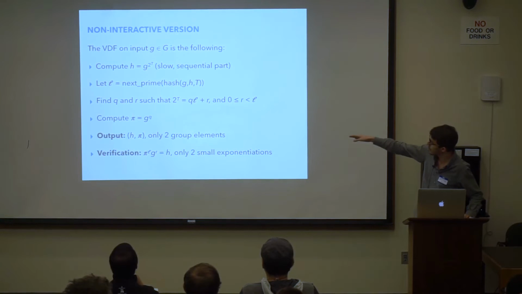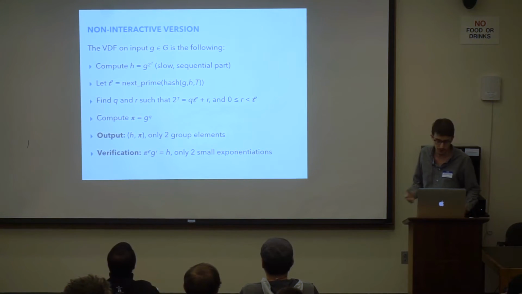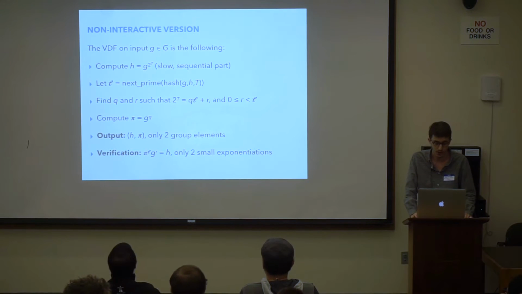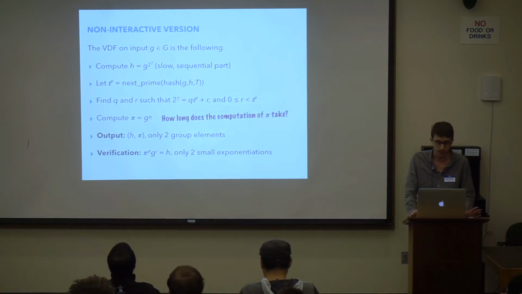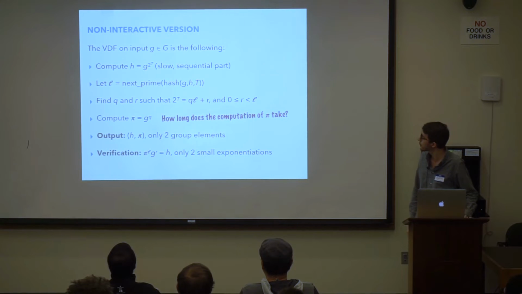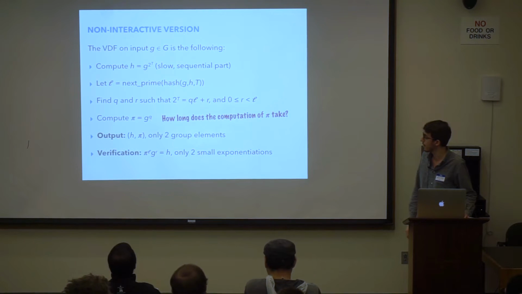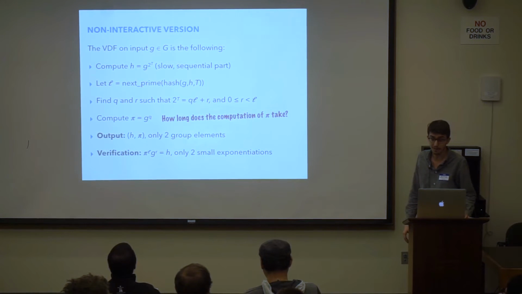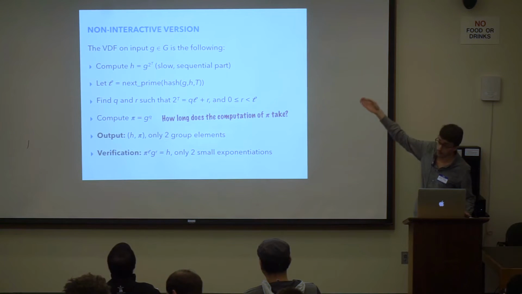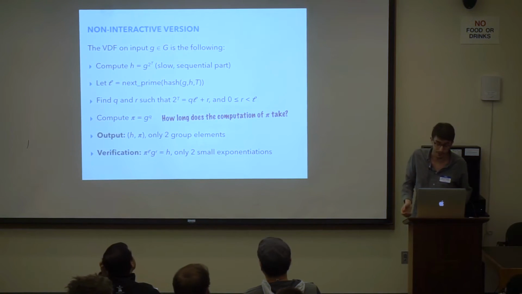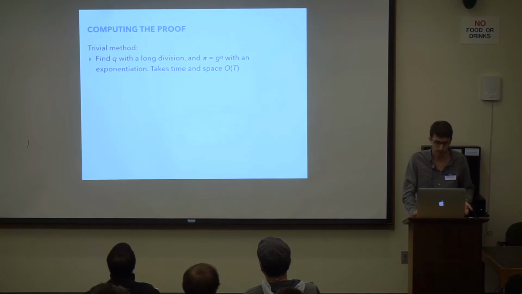So you get a small output, only two group elements, and a fast verification because you essentially have two small exponentiations in the group. Now the big question is how can you compute this proof efficiently? Because it's g to the power q, and q has a pretty big bit length. It looks like it's going to be as expensive to compute pi as it was to compute h. So you want to go a little bit faster. What are the main methods to compute pi?